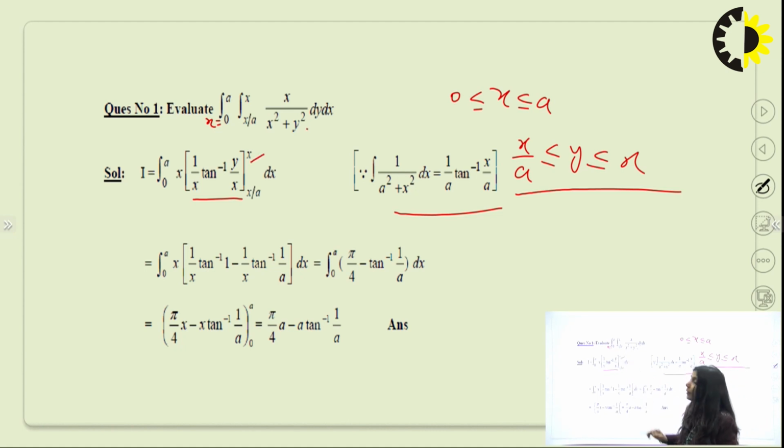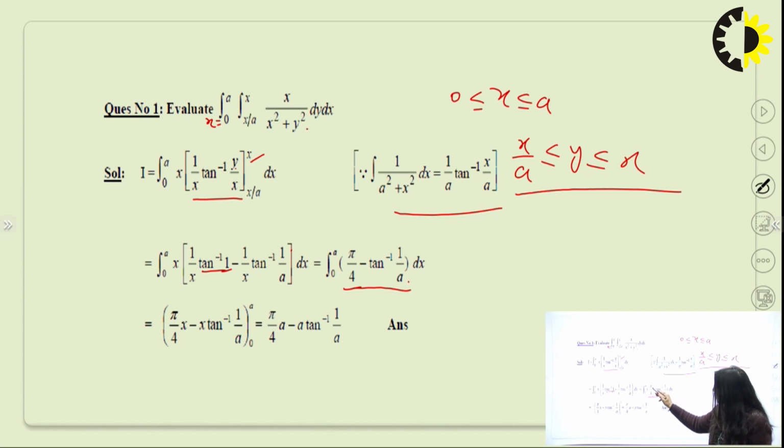Firstly, we will put upper limit x. So, put the value of y is equals to x here. So, we will get tan inverse 1, and minus sign. Now, put the lower limit y is equals to x upon a, then it will be minus 1 upon x tan inverse 1 upon a, and we know that tan inverse 1 is equals to pi by 4. So, this is equals to pi by 4 minus tan inverse 1 upon a, and now we will find the integration of this function with respect to x.